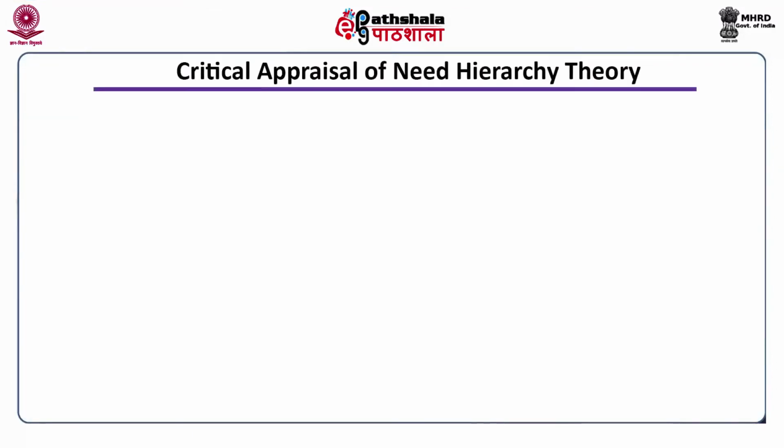Next is critical appraisal of need hierarchy theory. Despite general acceptance, this theory is criticized because of some of its assumptions. It is generally observed that needs don't follow any particular hierarchy. Some individuals may be more eager to satisfy their social needs even if their safety needs are not satisfied.